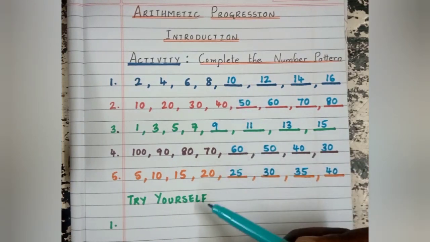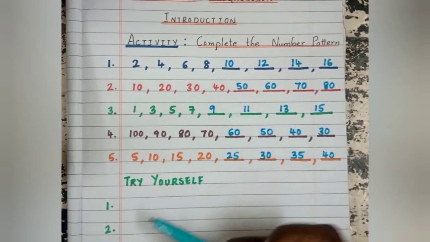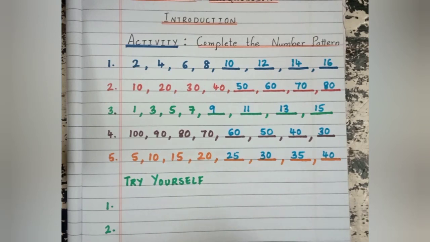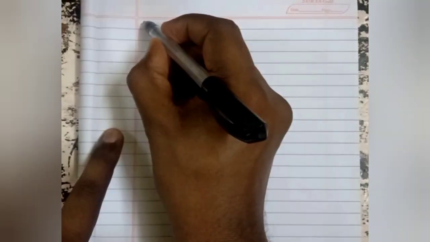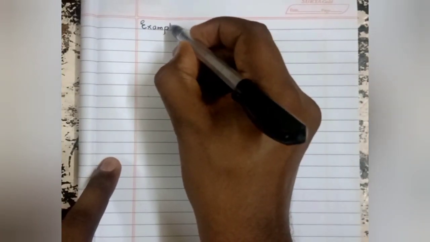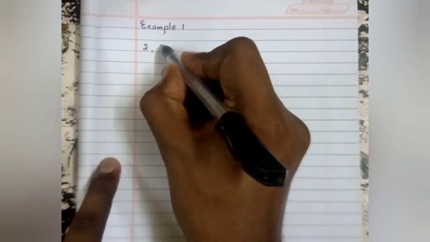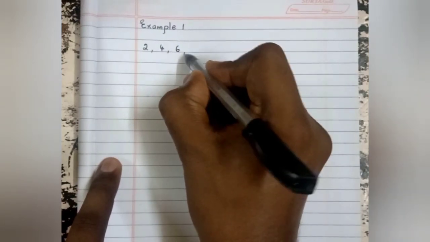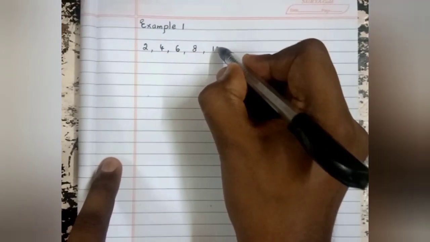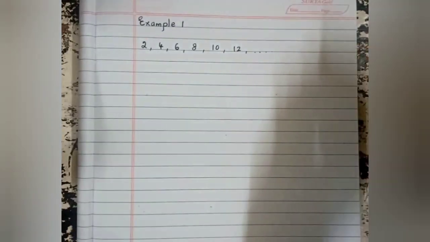Students, you might have easily completed the above patterns. In the same way, try making at least 2 patterns on your own, so it will help you understand easily. Students, let me take the example of pattern 1: 2, 4, 6, 8, 10, 12, and the list goes on.